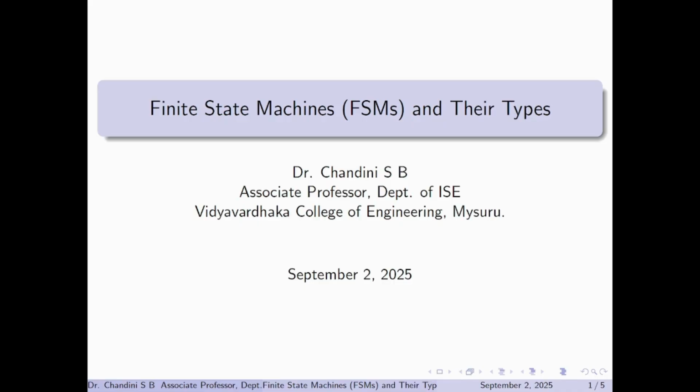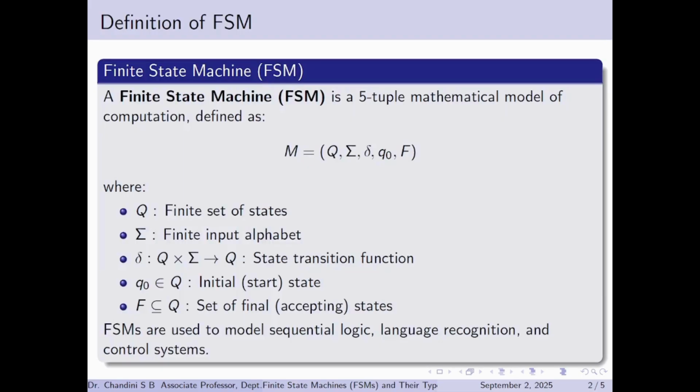In this video, let's try and understand what finite state machines are and their types. A finite state machine is a 5-tuple mathematical model of computation, defined as M = (Q, Σ, δ, q0, F). Q stands for the finite set of states, and Sigma stands for the finite input alphabet.